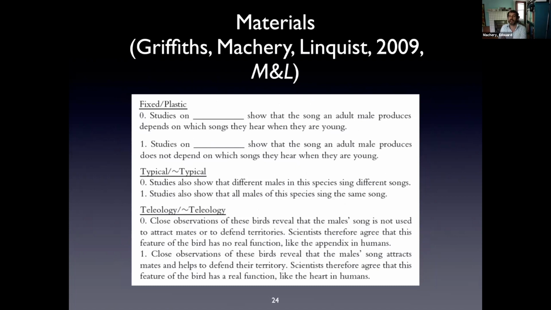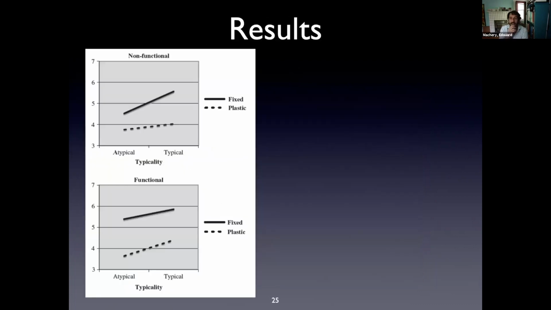Now, as you might have guessed, because we have 3 dimensions, fixed versus plastic, typical versus non-typical, functional versus non-functional, we end up with 8 different vignettes, right? We vary the relevant pieces of information. And in the first study, participants were presented with only 1 vignette and had to answer the question about innateness.